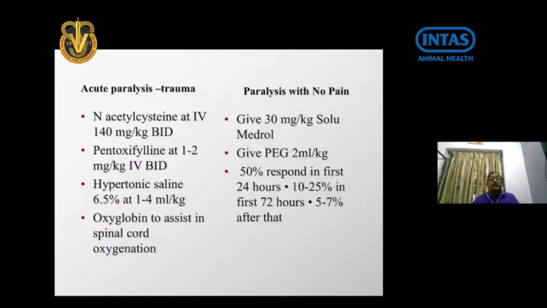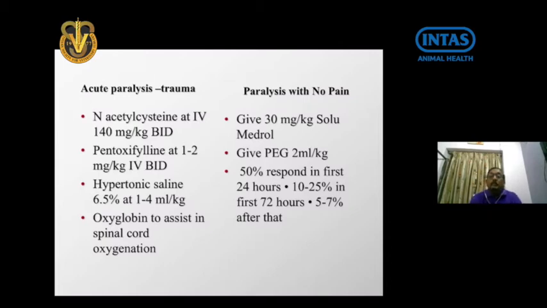Okay. You're presented with acute paralysis due to a trauma, with complete loss of function; treatment completely varies. N-acetylcysteine, many of the vets are quite convinced with it, and it's a very potent antioxidant, but we are not sure, as still there are no studies which prove its efficacy. You need to promote the blood pressure. So I would use hypertonic saline, pentoxifylline, and Oxyglobin, okay, for better regeneration.